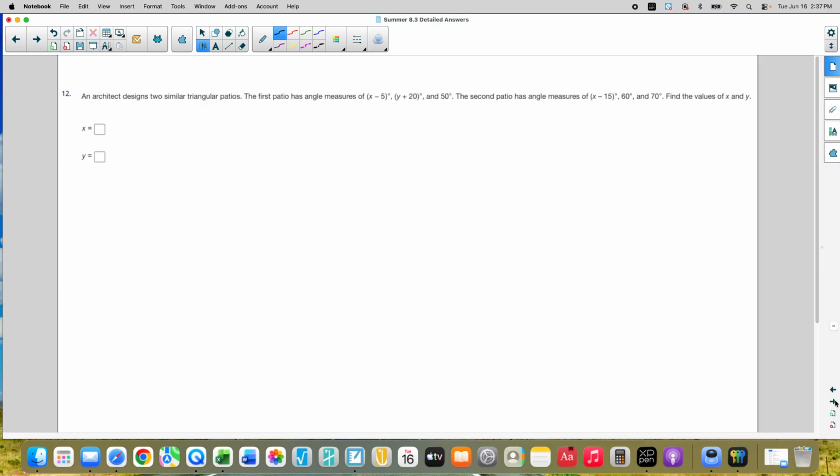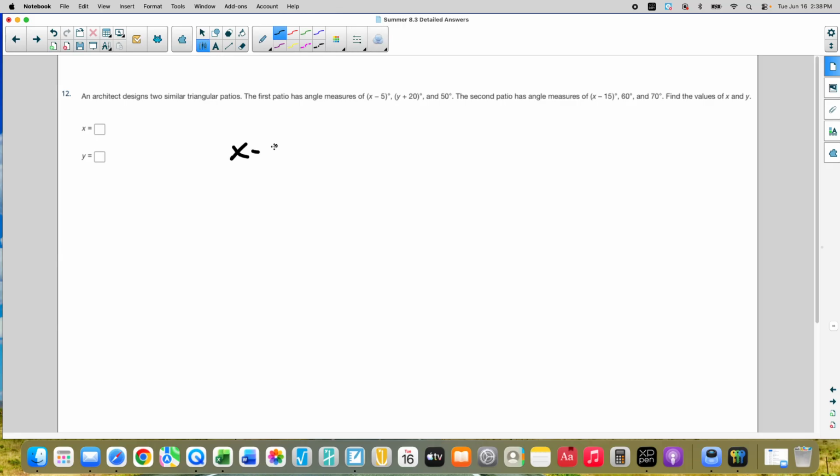An architect, our last problem. An architect designs 2 similar triangular patios. The first patio has angle measures x minus 5, y plus 20, and 50. The second patio has measures x minus 15, 60, and 70. Find the values of x and y. Architects, 2 similar. Okay, so they're similar. So this is going to be x minus 5. And what are we going to do there? Well, I don't know if we have to draw a figure here, but we can add them up.